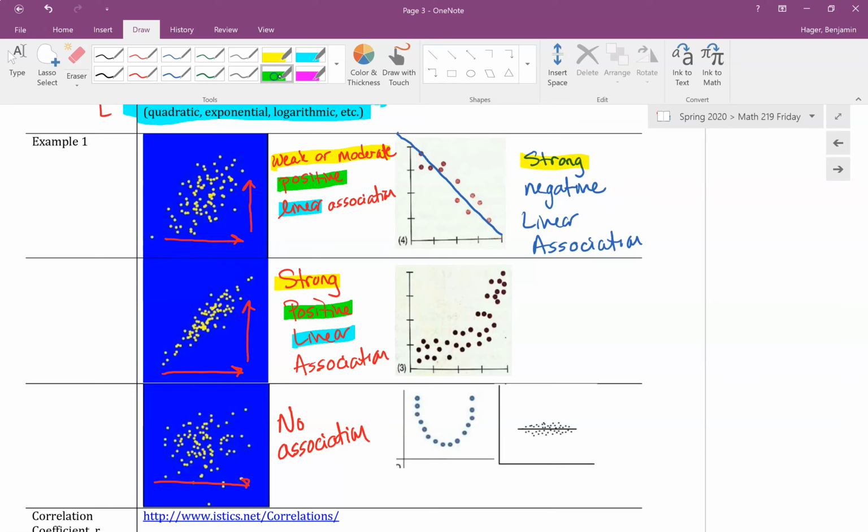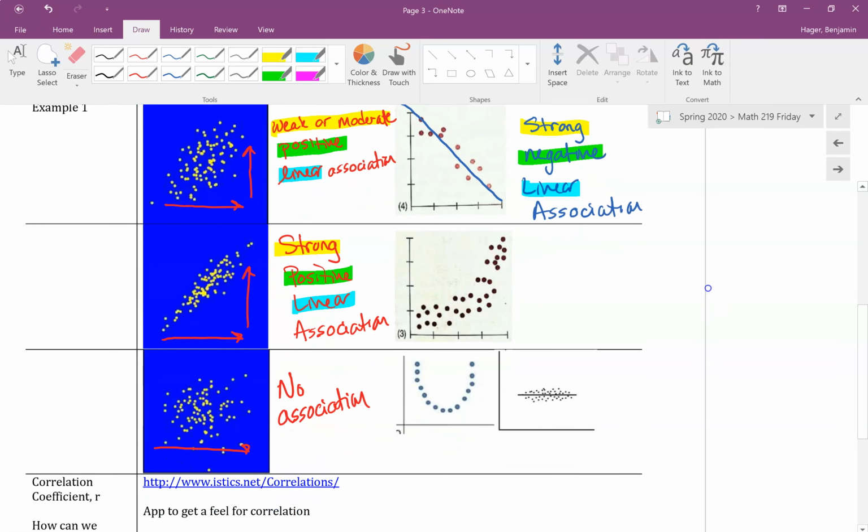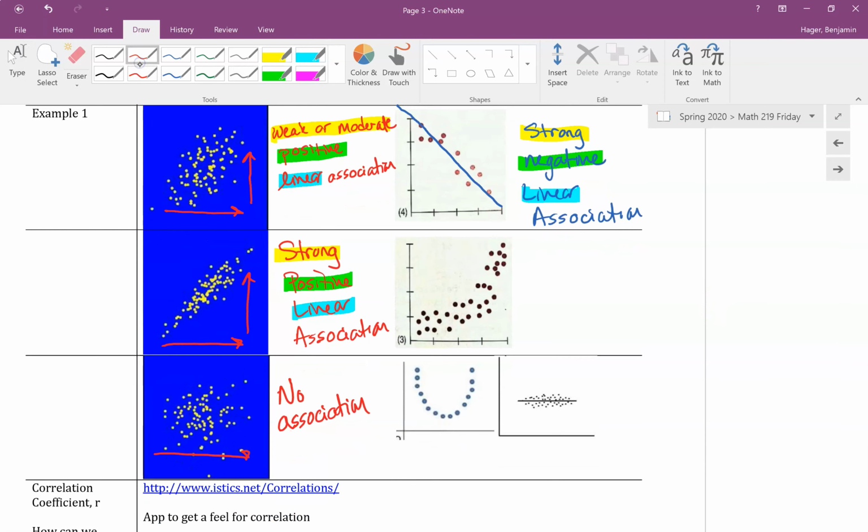Describe the strength, the direction, and the shape if you can. All right, let's take a look at this next one. Now, this one looks positive to me because as one variable increases, as the variable on the horizontal axis increases, it's causing the variable on the vertical axis to go uphill. So to me, this is positive.